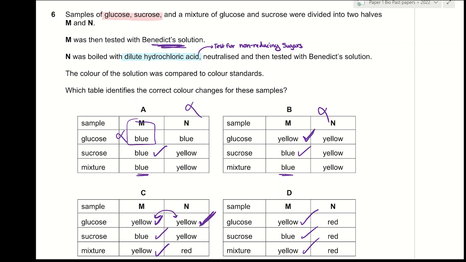Therefore, this is correct. Now, for D, here it's assuming that somehow when the test for non-reducing sugars was carried out, the solution turned from yellow to red. This means that in N, there was a higher reducing sugar concentration. Now this is incorrect, because both of them would stay the same. There will not be any change, therefore D is incorrect, and the answer is going to be C.